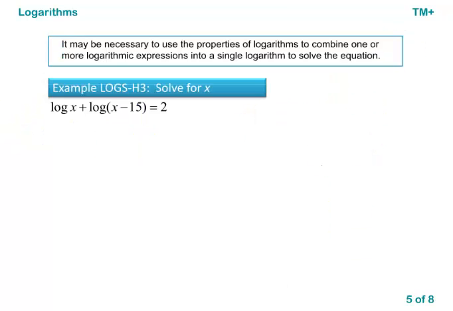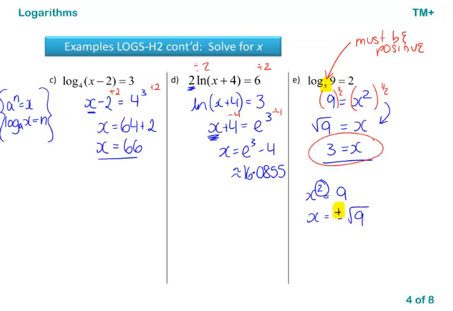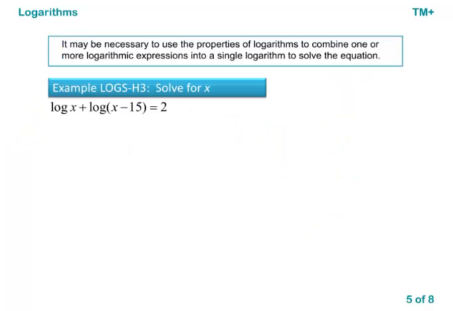Now, it may be necessary to use the properties of logarithms to combine one or more logarithmic expressions into a single logarithm to solve the equation. What I mean by that is in these ones here, you had a single log, so we could easily solve it. In this one, you can see we have 2 logs. So my first step is to say, okay, these 2 logs are being added, so I can combine them by putting in a multiplication. Okay, when we add 2 logs, it's multiplying into 1, and then that equals 2.